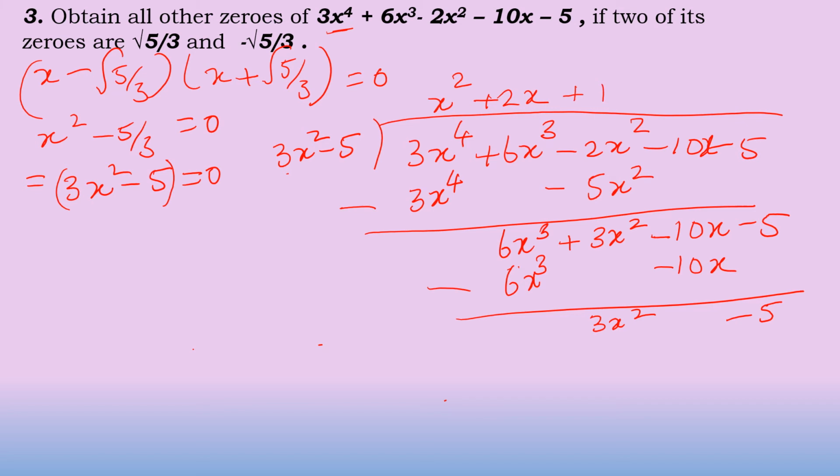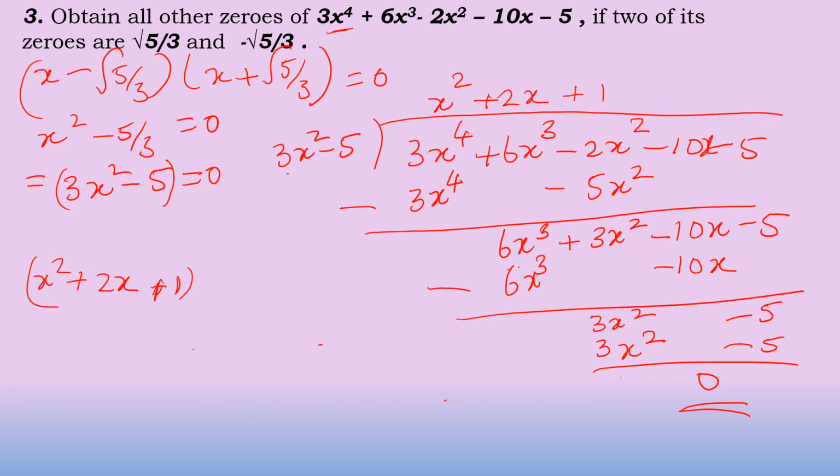So you write here plus 1. So you get here 3x square. 1 into 3x square is 3x square. 1 into minus 5 is minus 5. If you subtract, you get 0. So you can say that x square plus 2x plus 1 is also a factor of the given polynomial 3x to the power of 4 plus 6x cube minus 2x square minus 10x minus 5.